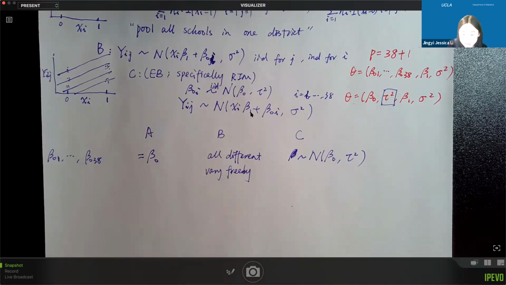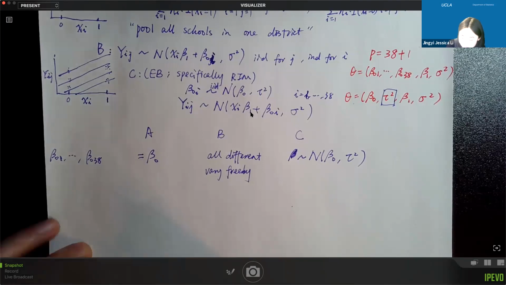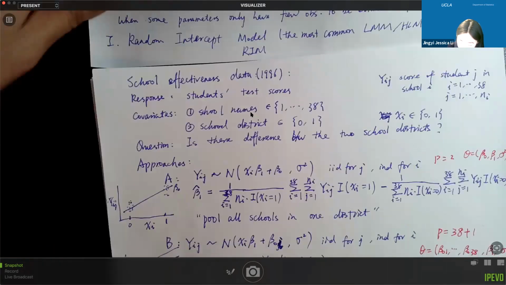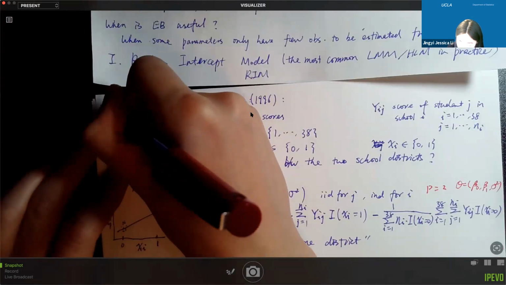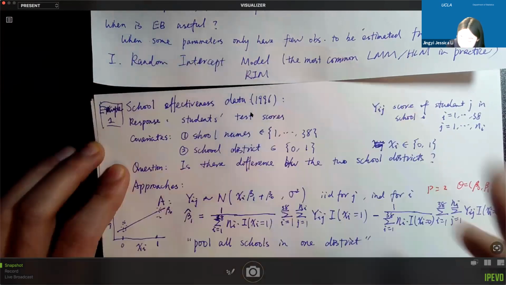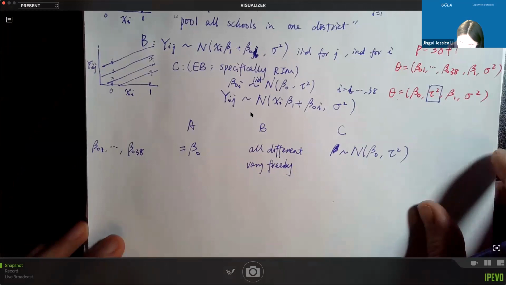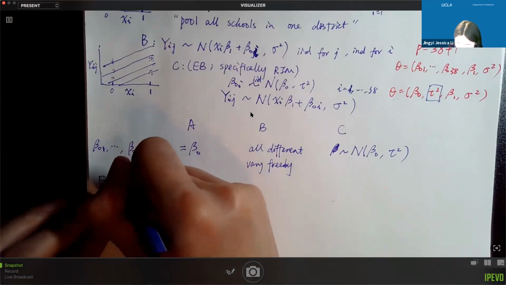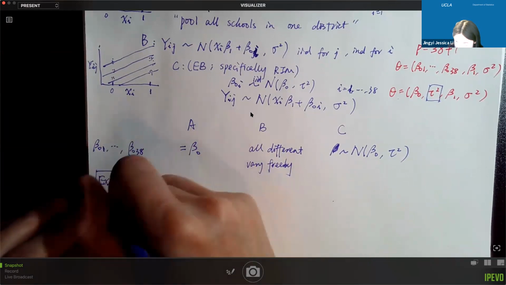Okay, so that's the random intercept model. I want to say a little bit before we move on to the more general case. Okay, another example. Let's say this is example one. And the second example I want to talk about, there are more materials in the lecture notes, so I will suggest that you read them.